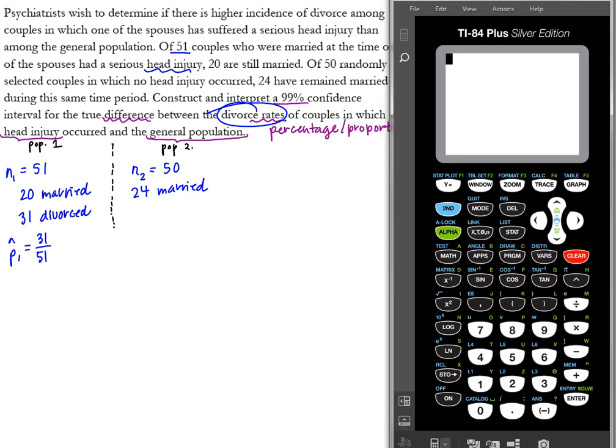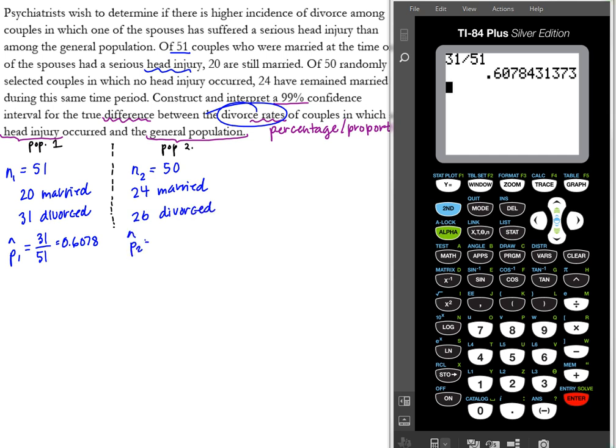So let's pull up this bad boy, find 31 out of 51. 0.6078. Same thing for the second sample data. We have a number that were married, so we can take subtraction. 50 minus 24 means 26 people were divorced. That creates a second sample proportion. P hat, the divorce rate for those without head injuries, is 26 divorced out of 50 in the sample. 26 out of 50 is 0.52.